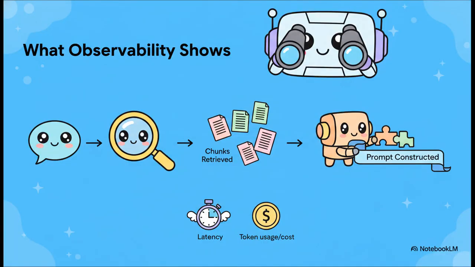A tool like this gives you that total end-to-end visibility. You can see the exact query, the chunks it retrieved, the final prompt it was sent to the model. You can even see things like latency and token costs at every stage. It lets you pinpoint exactly where things broke down.